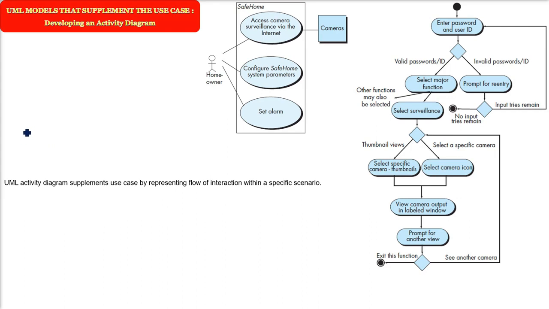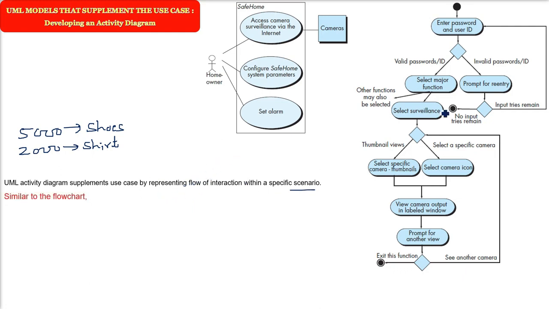That is, if I told you if you get 5,000 rupees, you will buy a shoe. If you get 2,000, you will buy a shirt. So there are so many scenarios, so many flows of interaction. The activity diagram will add to your use case, because it shows the flow of interaction within a specific scenario, with multiple options.